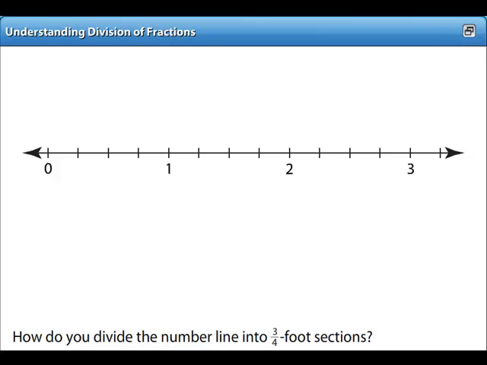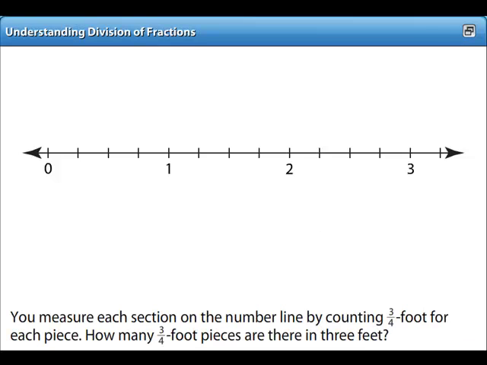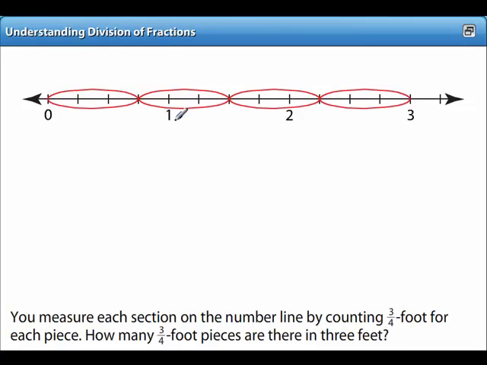How do you divide the number line into 3/4 foot sections? So these are broken into 1/4. How would we break that into 3/4? You measure each section on the number line by counting 3/4 foot for each piece. How many 3/4 foot pieces are there in 3 feet? Remember that here in this one piece, it's broken up into 1, 2, 3, 4 parts. So one of those is equal to 1/4. So 1/4, 2/4, 3/4.